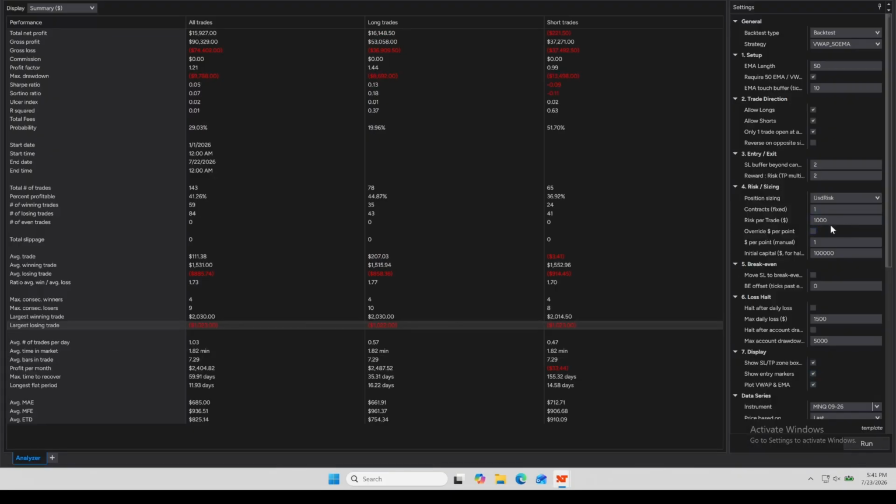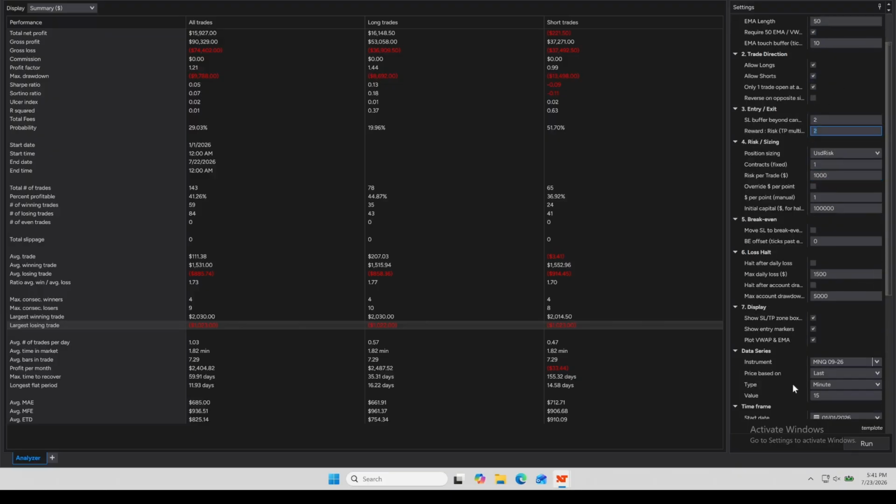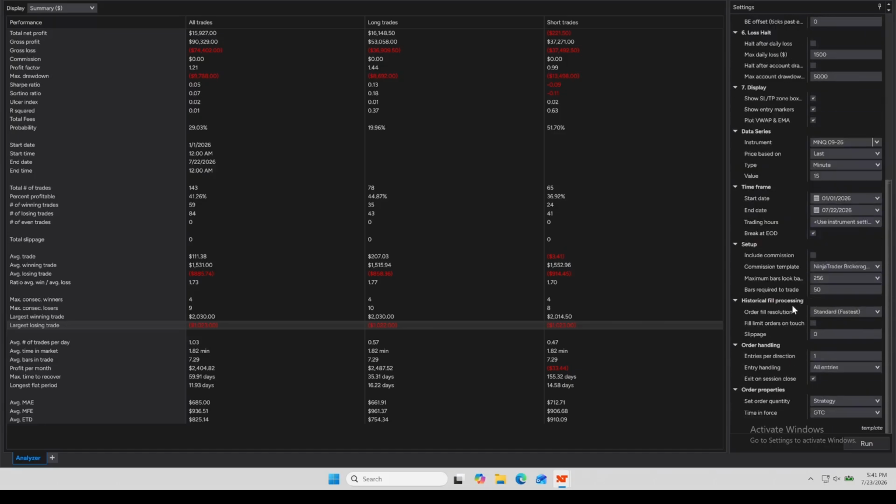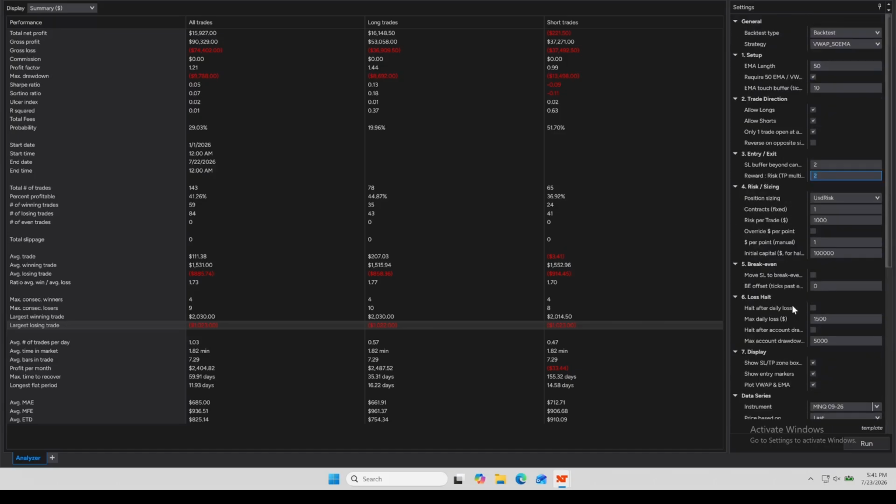So this one actually does the 1,000, the actual risk of 1,000. These things ideally stay the same. The risk is 2, but everything else pretty much stays exactly the same, 15 minutes. So to go back and walk through this again.